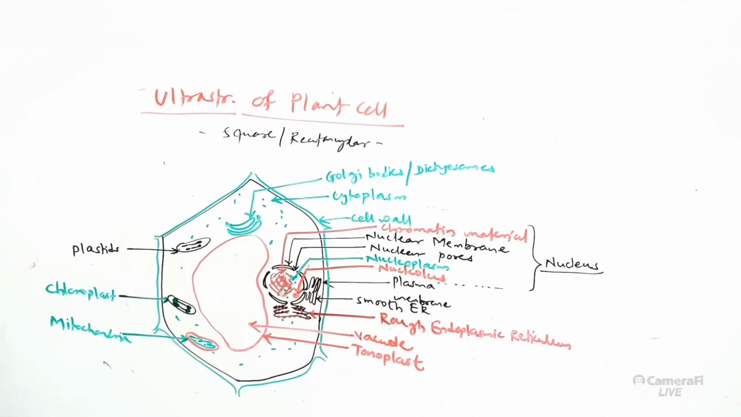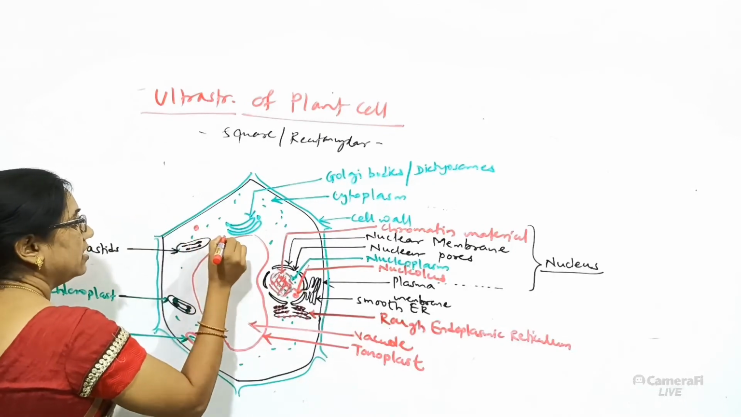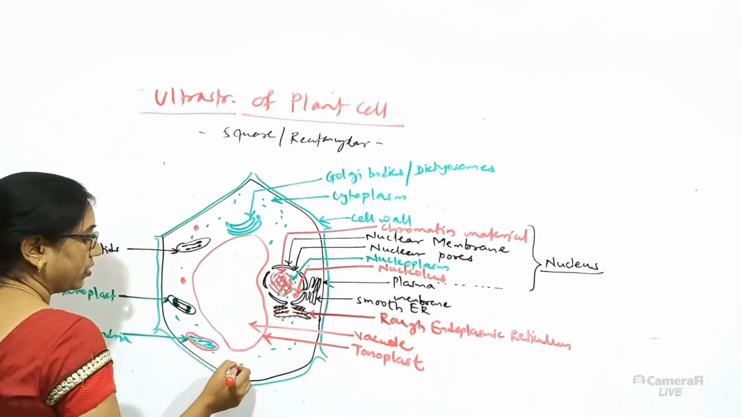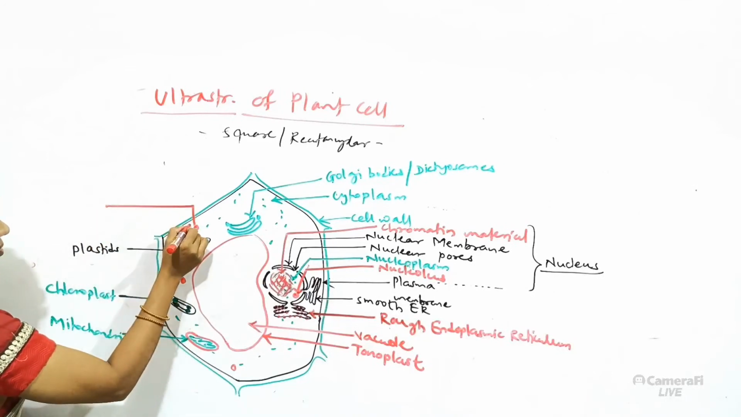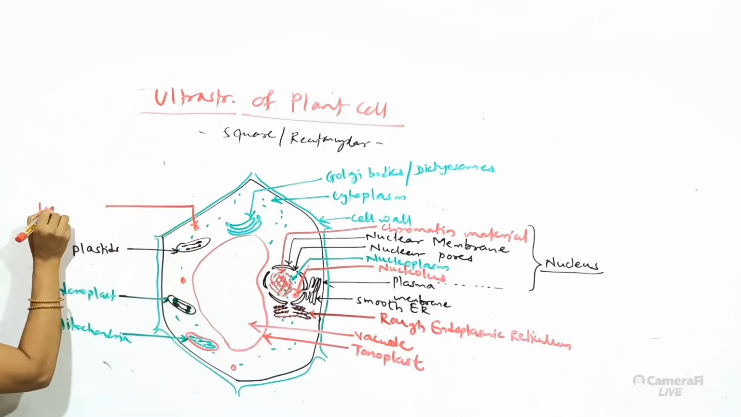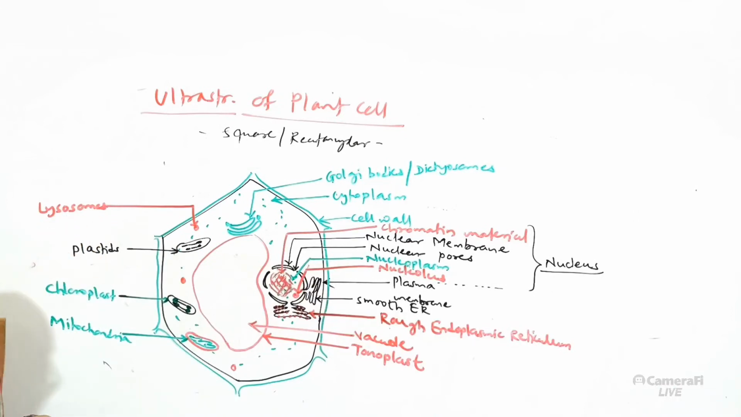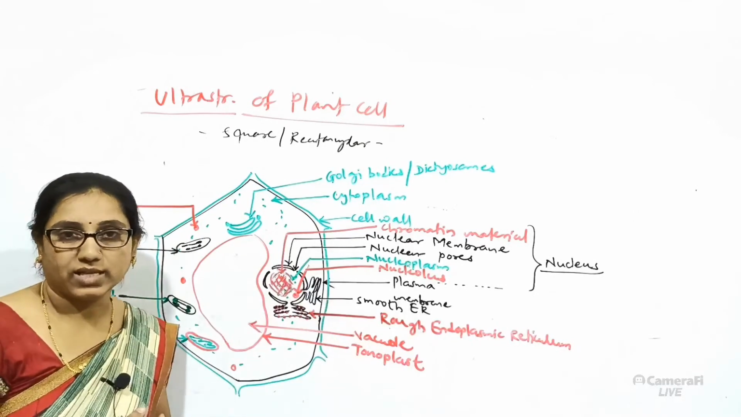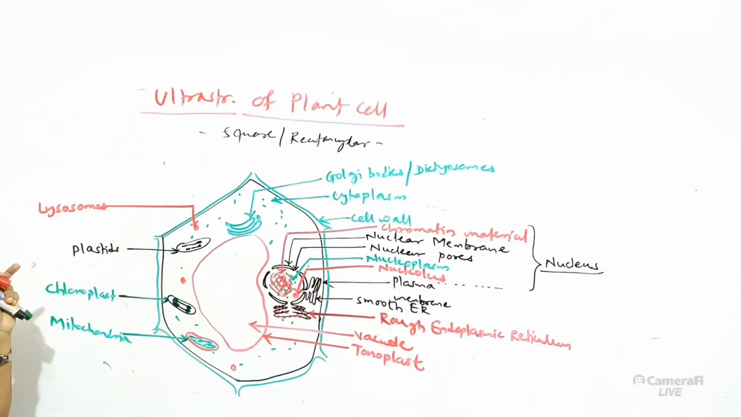Then inside the plant cell, lysosomes are also present. They are single membrane bound bodies, and these single membrane bound bodies are called lysosomes. Comparatively, the number of lysosomes is less in the plant cell as compared to the animal cell.